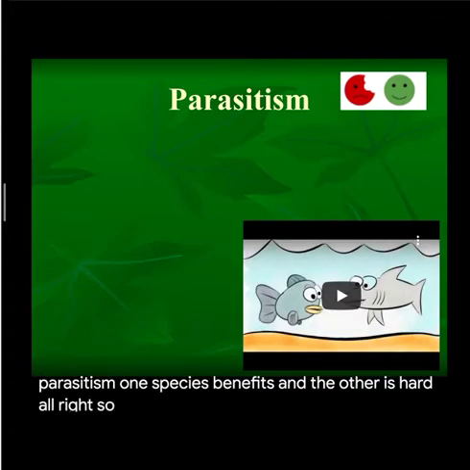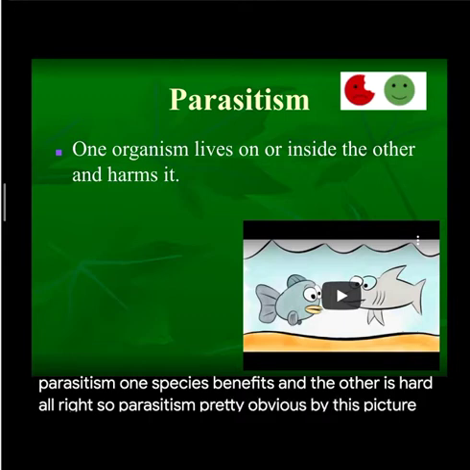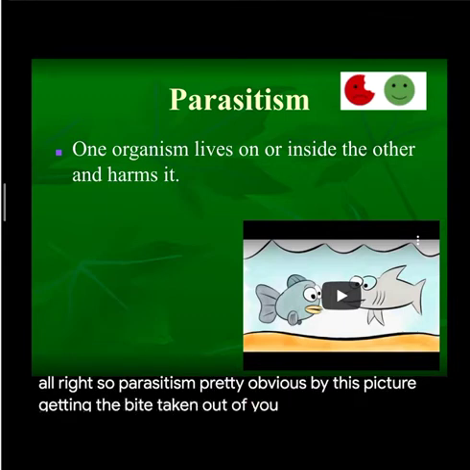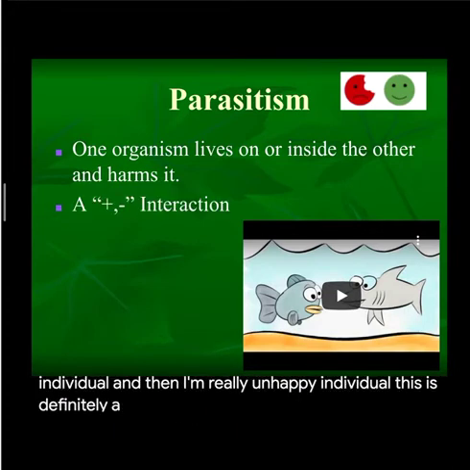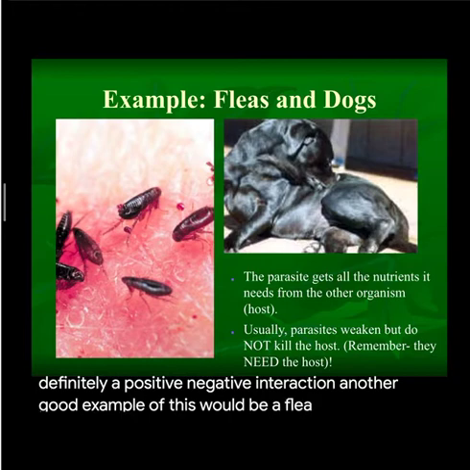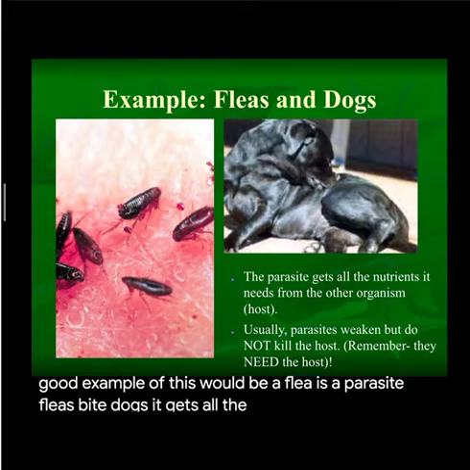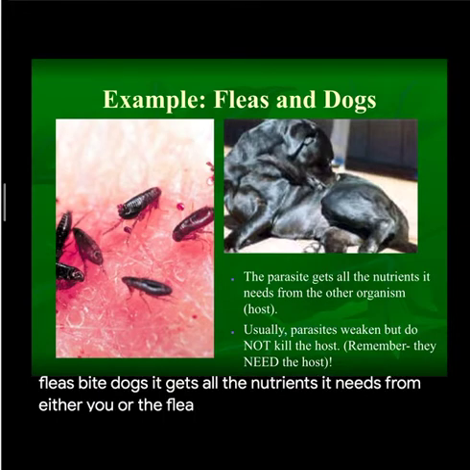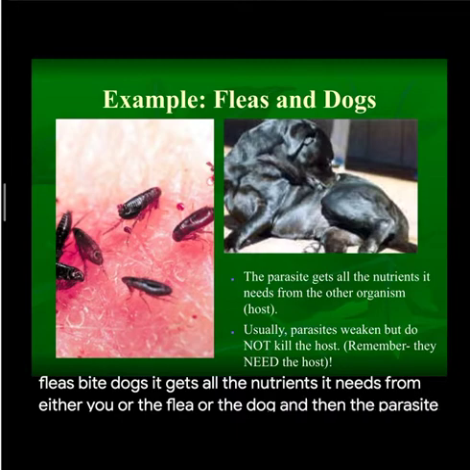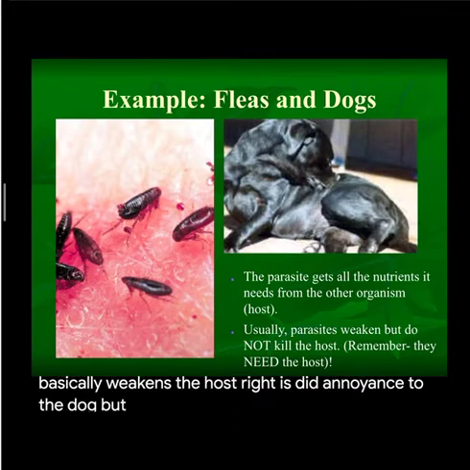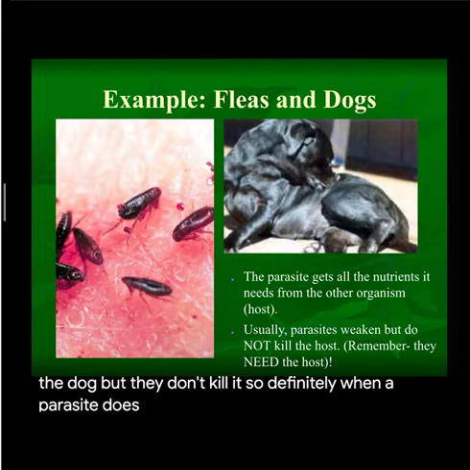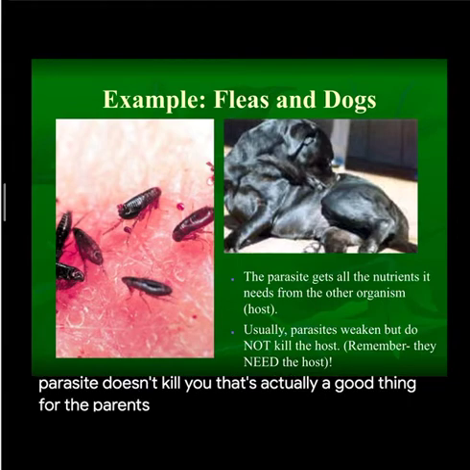All right, so parasitism, pretty obvious by this picture, getting the bite taken out of you. We've got one happy individual and then a really unhappy individual. This is definitely a positive and negative interaction. Another good example of this would be a flea is a parasite. Fleas bite dogs. It gets all the nutrients it needs from the dog. And then the parasite basically weakens the host, right, is an annoyance to the dog, but they don't kill it. So definitely when a parasite doesn't kill you, that's actually a good thing for the parasite.